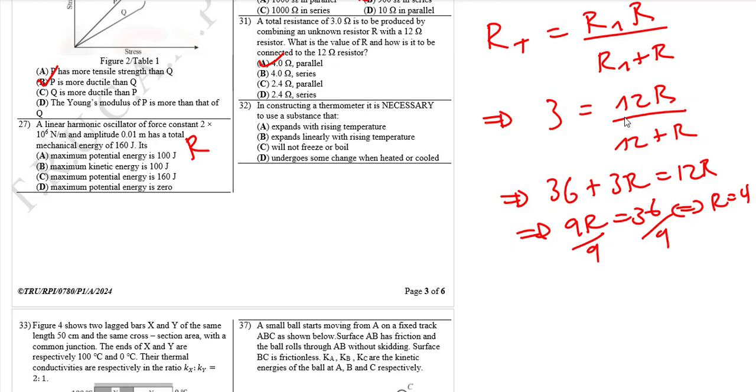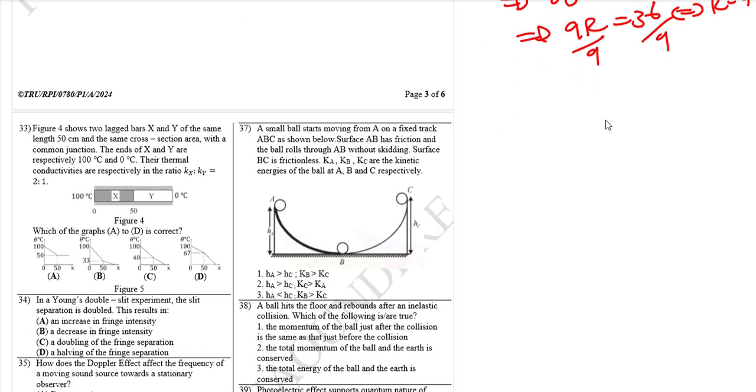Question number 32. In constructing a thermometer, it is necessary to use a substance that A. expands with rising temperature, B. expands linearly with rising temperature, C. will not freeze or boil, D. undergoes some changes when heated or cooled. So the correct option is option D. Undergoes some changes when heated or cooled.